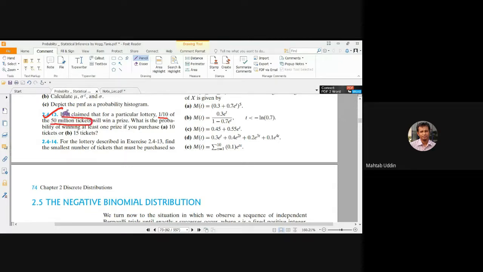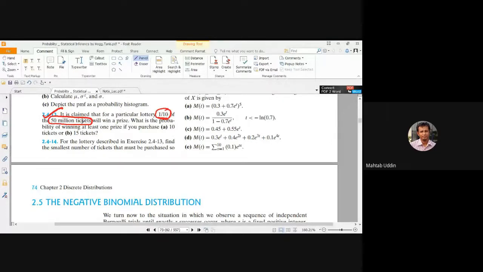Why? We are not targeting them, because from them we have already collected the probability, right? So why are 50 million tickets mentioned here? This is simply to make you confused. Why? Only for making you confused. Nothing else.